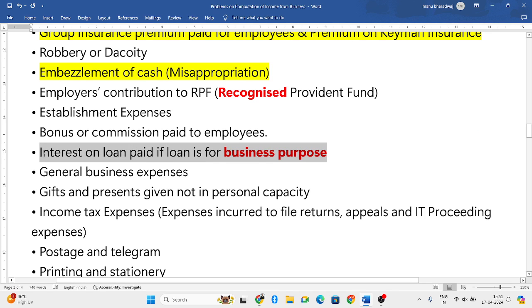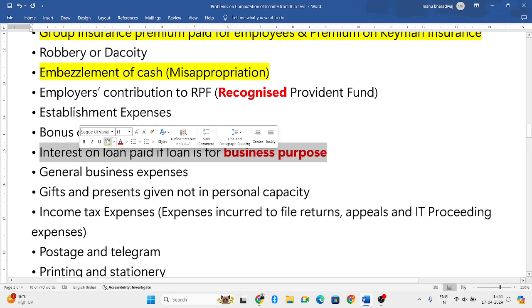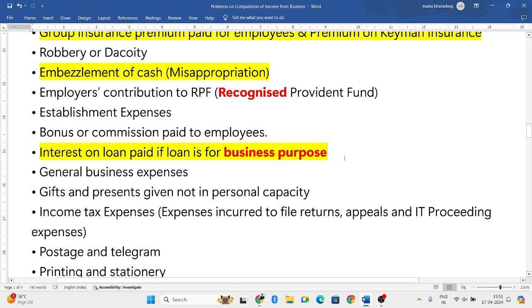If you have taken a loan for business purpose and you are paying interest on that loan, then that can be considered as admissible expenses. If you have taken any amount of loan to run the business and you are paying certain amount of interest for whatever loan you have taken, that is also considered as admissible expenses. General business expenses. So in running a business, you will have certain petty expenses, like refreshment charges or food charges, lunch charges.